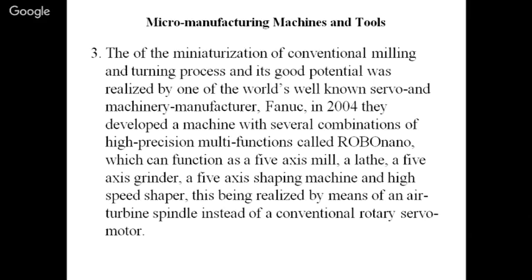It can function as a 5-axis mill, lathe, 5-axis grinding, 5-axis shaping machine, and high-speed shaper. These are realized by means of an air turbine spindle instead of a conventional rotary servo motor. A conventional rotary servo motor is not used there; an air pneumatic turbine-operated, compressed-air turbine spindle is used to reduce the vibration.